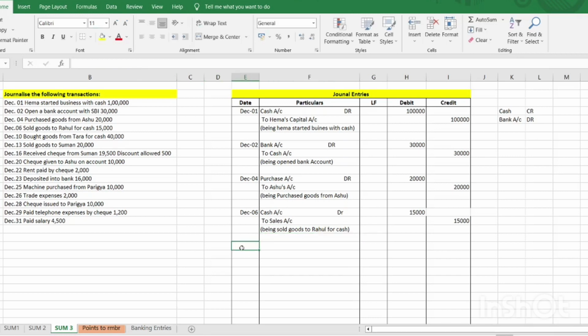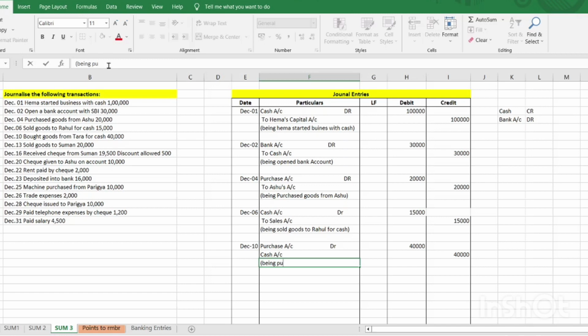Next, on December 10, bought goods from Tara for cash. Here again we are purchasing, but we are purchasing it for cash. So purchase account to cash account for 40,000. Being purchased goods for cash.